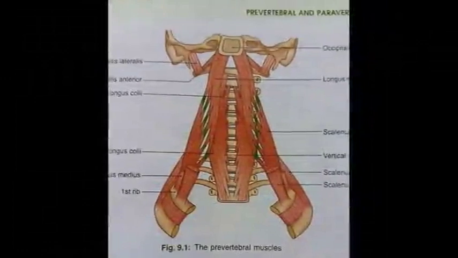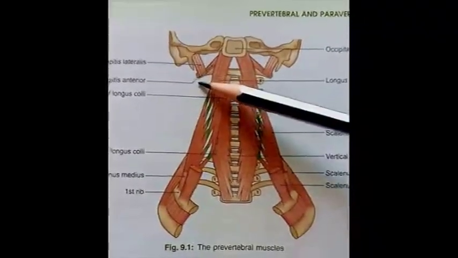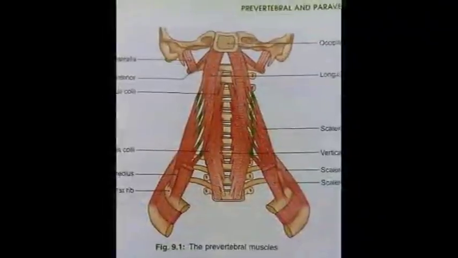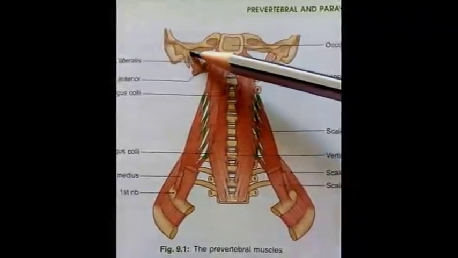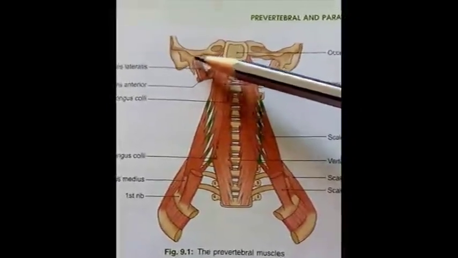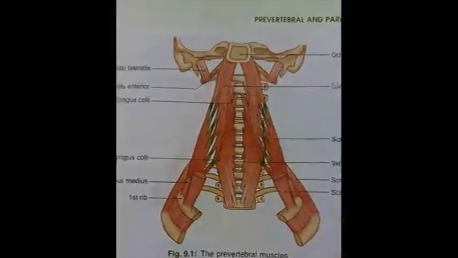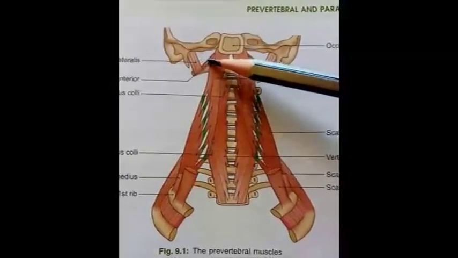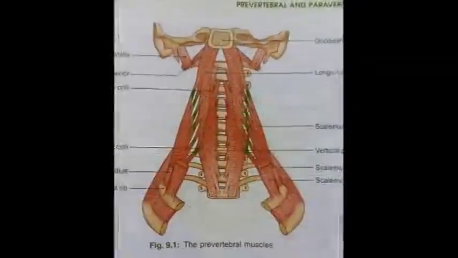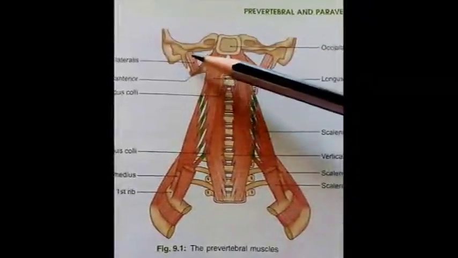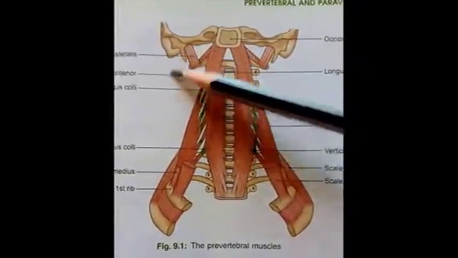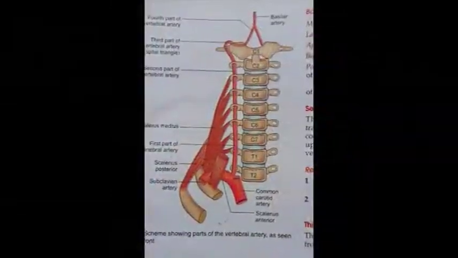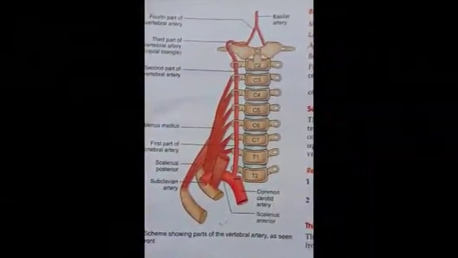Origin of the muscle: this muscle arises from the upper surface of the transverse process of the atlas vertebra. Insertion of the muscle: insertion is on the inferior surface of the jugular process of the occipital bone. Nerve supply is ventral rami of nerves C1 and C2. Action of this muscle is lateral flexion of the head, meaning bending the head on the lateral side.